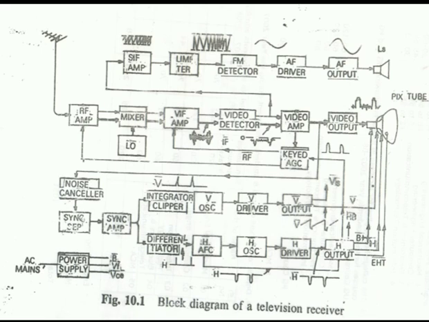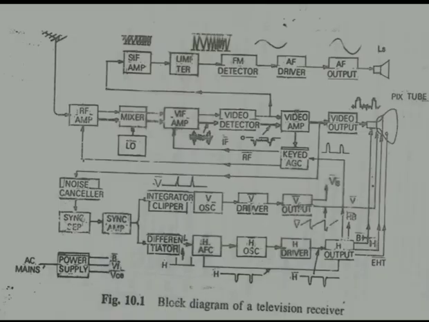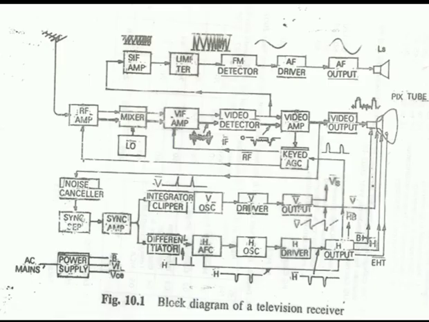The horizontal driver transformer provides the impedance matching stage. In the power supply unit, an SMPS power supply is used to get 115 and 33 volt DC power. This much high DC voltage is needed for the television receiver, so we are using an SMPS power supply unit.